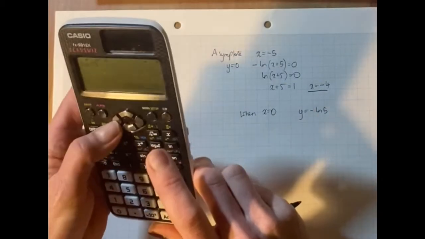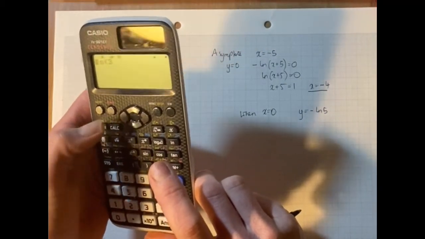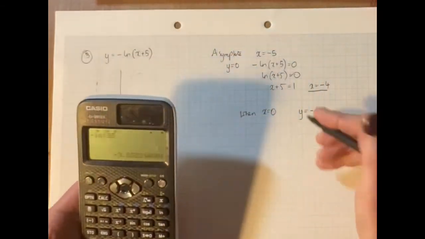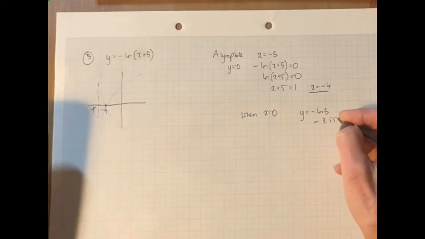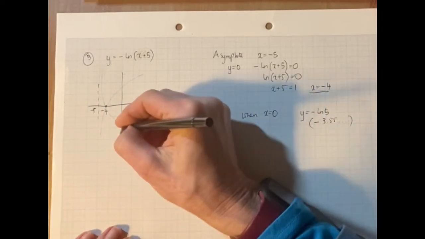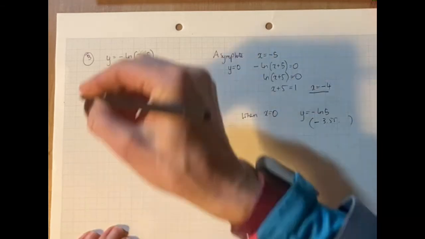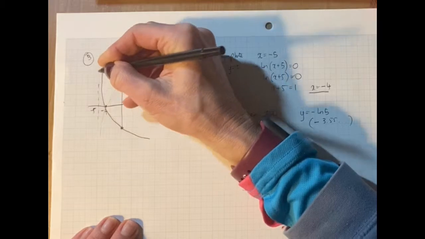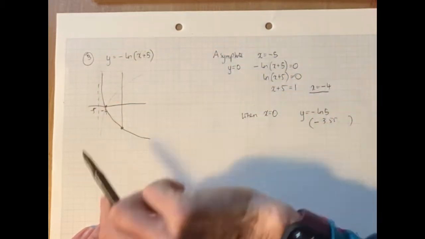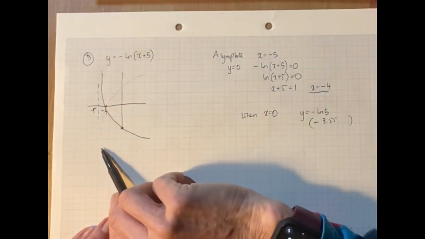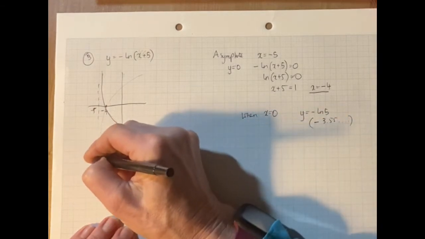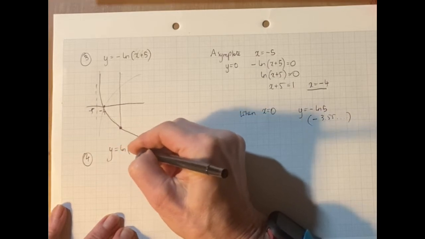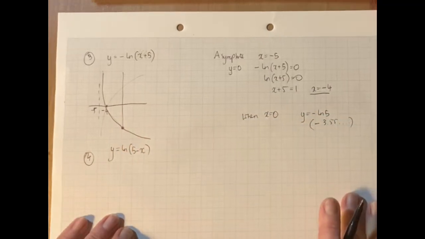Pop it into the calculator. Minus ln 5 gives me minus 3.55. So it clearly crosses the y-axis over here. So this is an inverted ln graph, which I expected because there's a minus, so the other one was flipped in the x-axis. Let's look at example 4. This time we have y equals ln of 5 minus x. So again, asymptote.